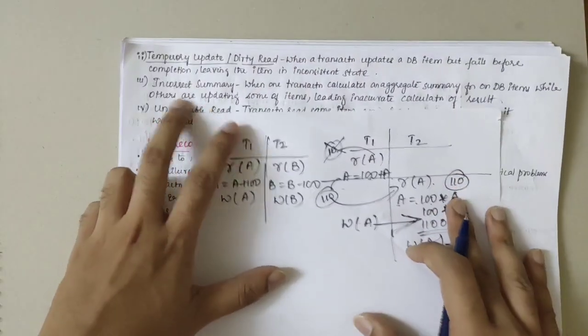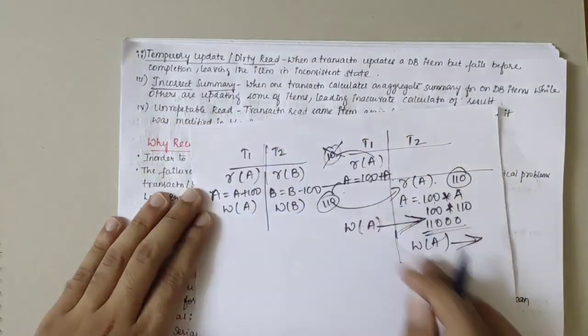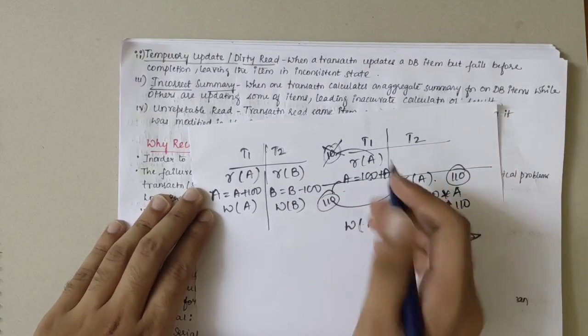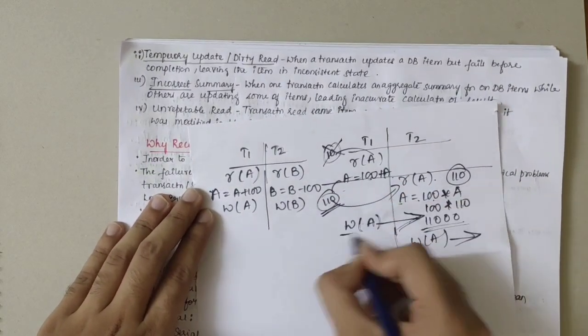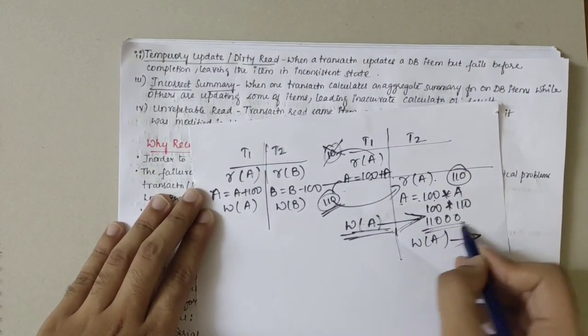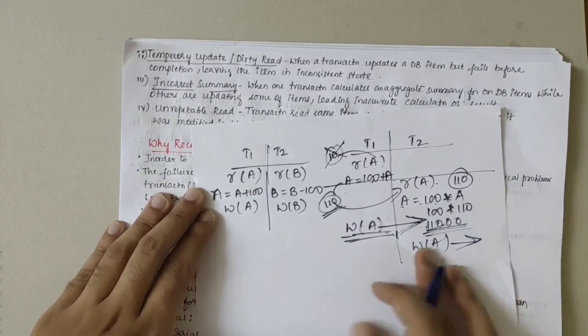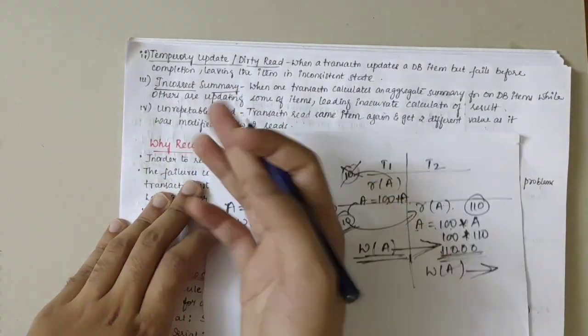Then we have incorrect summary. Incorrect summary could also be explained using this particular example. Actually, it had to be 110 here when we write the value here. But then we have got 11 and 3 zeros. So we have obtained incorrect summary here.